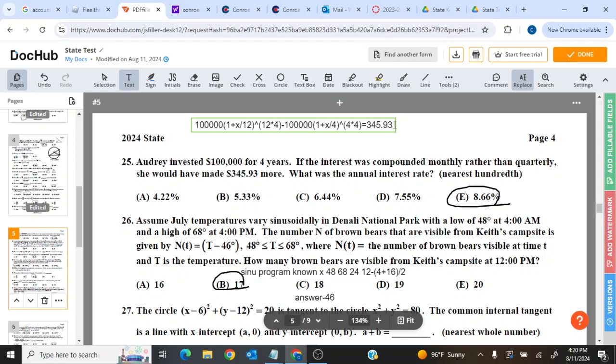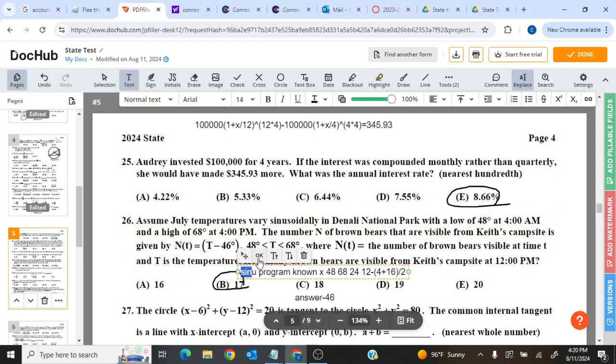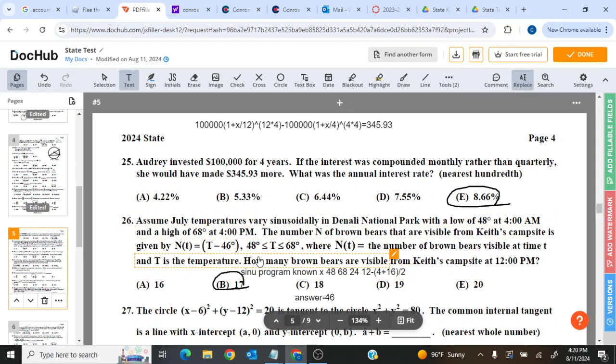26. Assume July temperatures vary sinusoidally. Once you see that, you should know you're using your sinu program. So program, miscellaneous, sinu. You're looking for how many brown bears are visible at a given time, so you know your x. Your minimum is 48 degrees. Your maximum is 68 degrees. Your period, well, after 12 hours, it goes from low to high, so your period is 2 times that, or 24. And now you need to find the distance from your center.